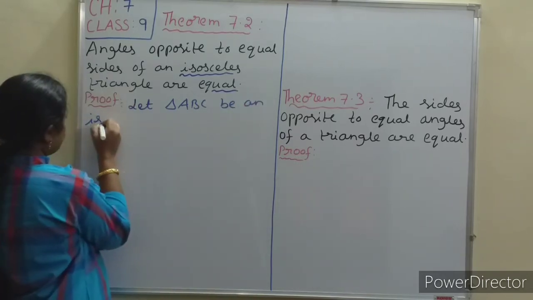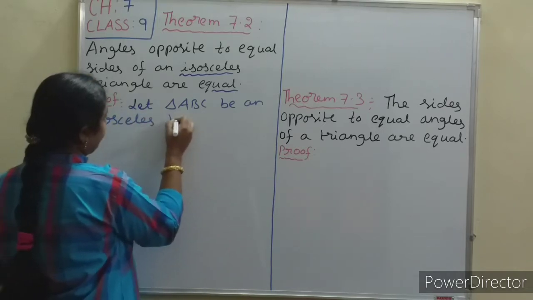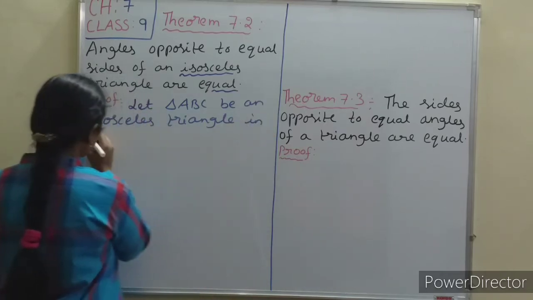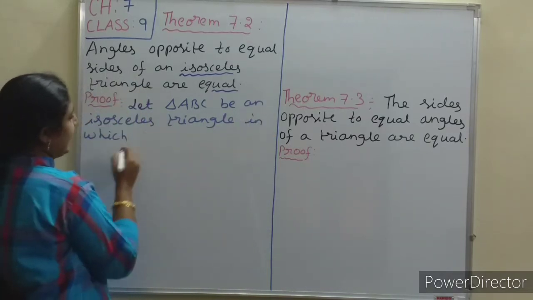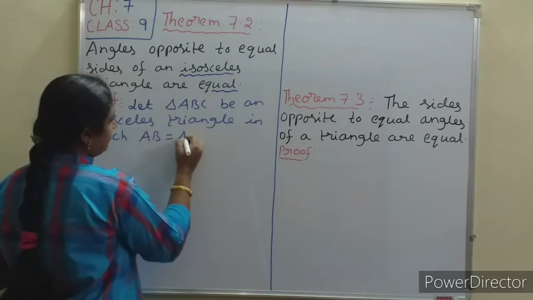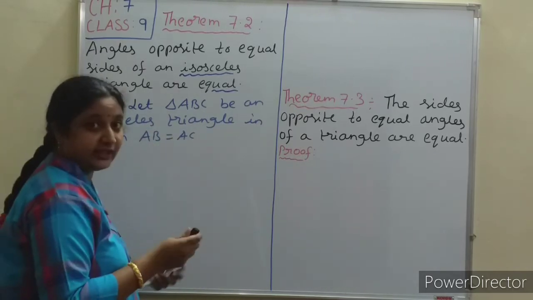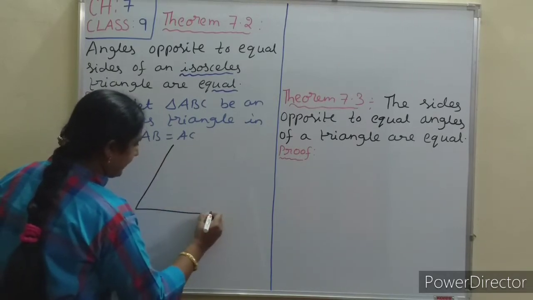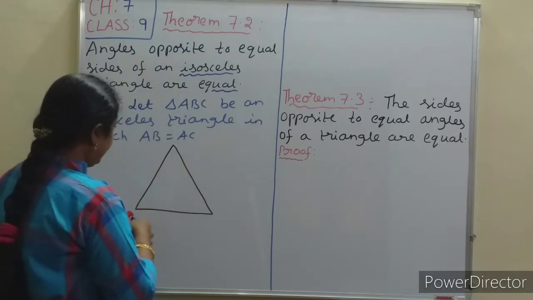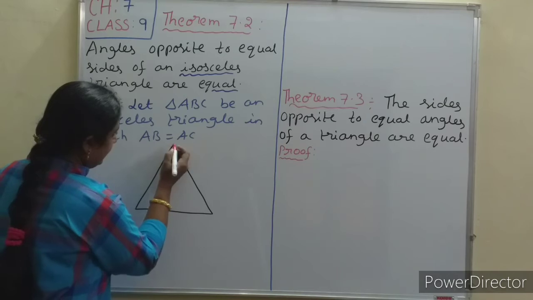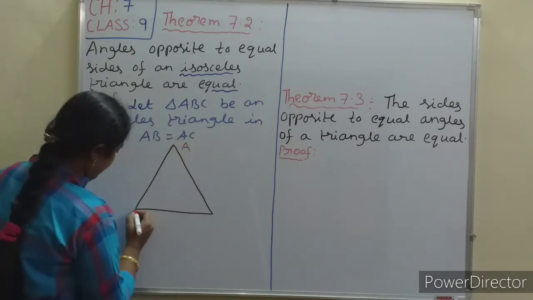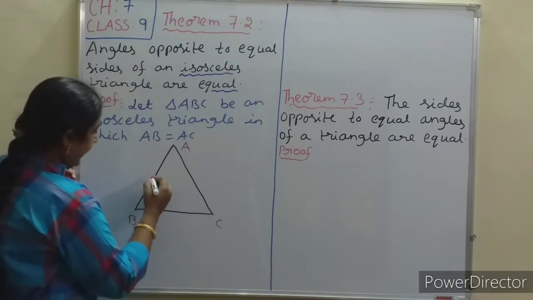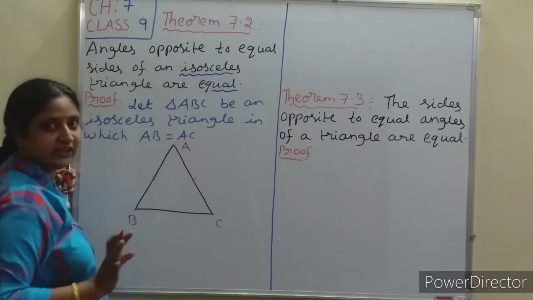Okay children, isosceles triangle in which, so here we will take the equal sides AB equals AC. Here I am constructing triangle ABC, that is an isosceles triangle. Okay children, then you see this one is A, B and C. See here AB equals AC, this much is the given condition.